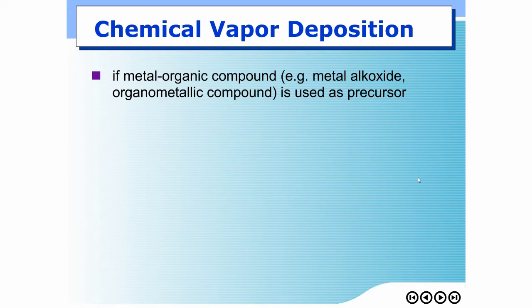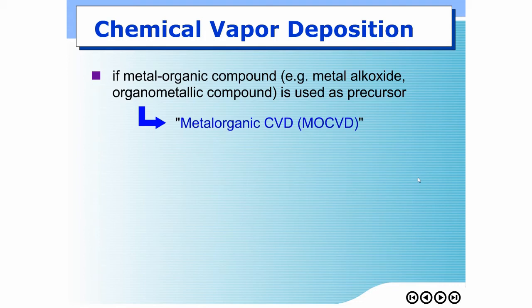You can also adjust the type of precursor. The examples I gave you are silicon chloride and silicon hydride. Those are inorganic materials, and the reaction temperature associated with those precursors is usually relatively high. But if you change the precursor to a metal organic compound, like metal oxide or organometallic compound, those materials should have much lower decomposition temperature or reaction temperature. In that case, you can adjust the reaction temperature down so that you can avoid something else.